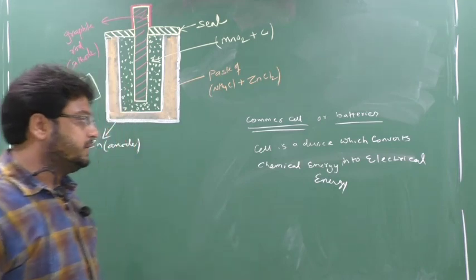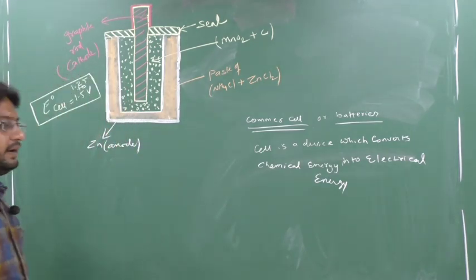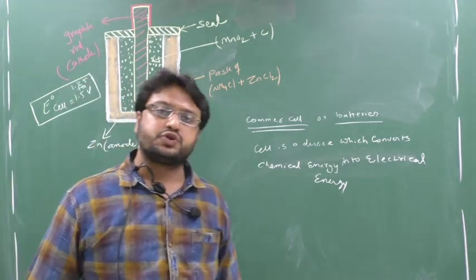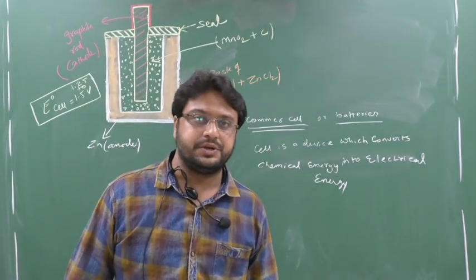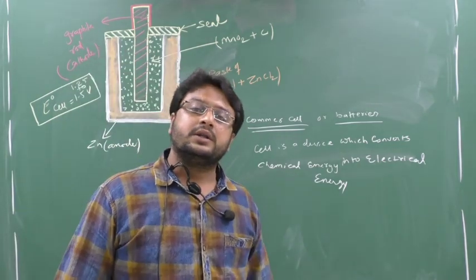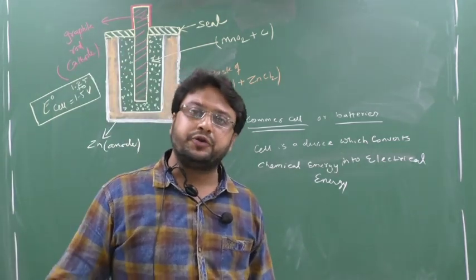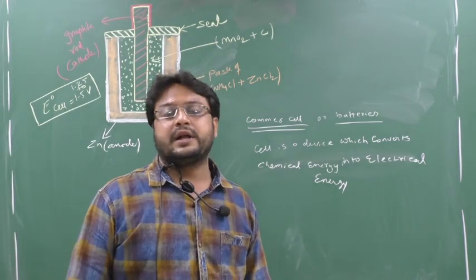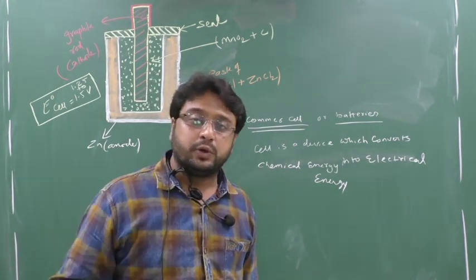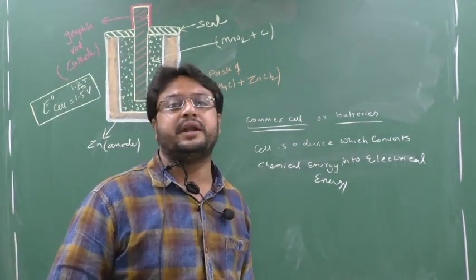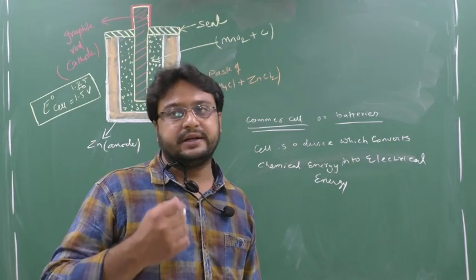See what happens actually, when we are making a battery or a commercial cell, these are the cells which store chemical energy inside. On connection, the redox reaction takes place, and due to the redox reaction there is a transfer of electrons from the anode to the cathode. In between we put a load, so that load starts to consume the electrical energy, and in this way we get electrical energy.